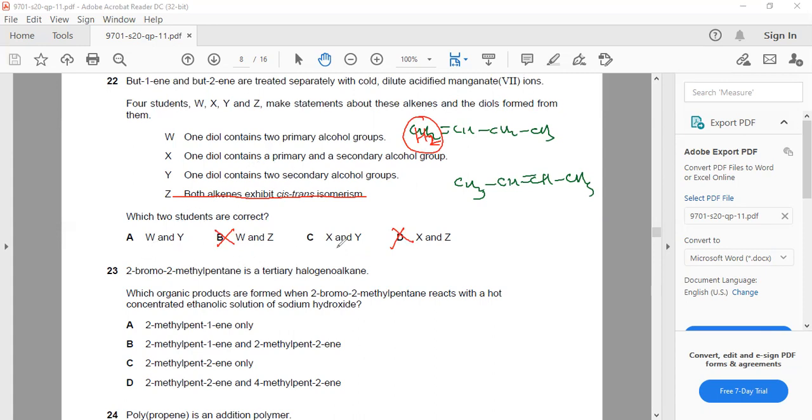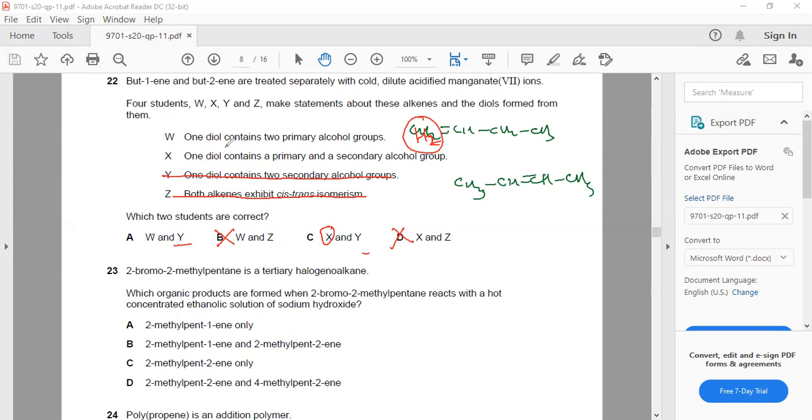Now W and Y, X and Y. It means Y is common in both. No need to read Y. Just read either X or W, then you will know the answer. Okay, let's do W. One diol contains two primary alcoholic groups. Two primary alcohol groups. Okay. Is W correct or wrong?